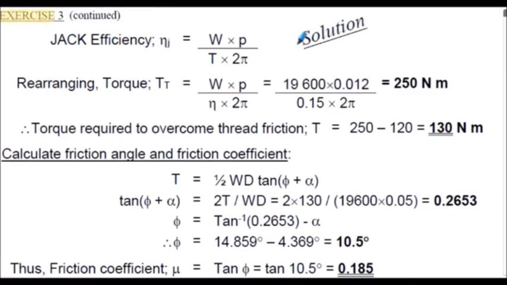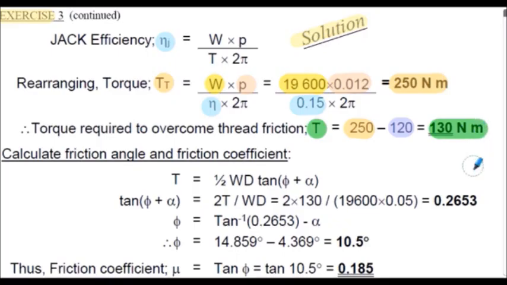Exercise 3, solution continued. Because we're given the efficiency, by rearranging the efficiency equation, we can calculate the total torque required for this particular load being raised. Inserting the values, the total torque is 250 Newton meters. So if we now subtract from the total torque the torque estimated to overcome collar friction, 120 Newton meters, we can calculate the torque required to overcome the thread friction, 130 Newton meters here.